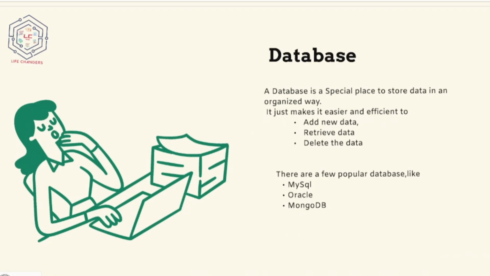Think about Facebook. They have millions of users. It's not only you and your grandma. They have to store millions of usernames, their email addresses, their number of friends, birthday pictures, etc. To organize everyone's data, Facebook uses a database. A database is a special place to store data in an organized way. It makes it easier and more efficient to add new data, retrieve data, and delete data.